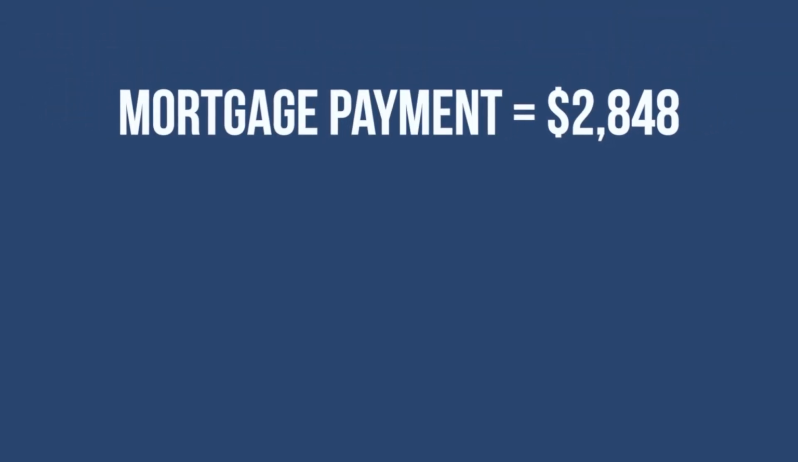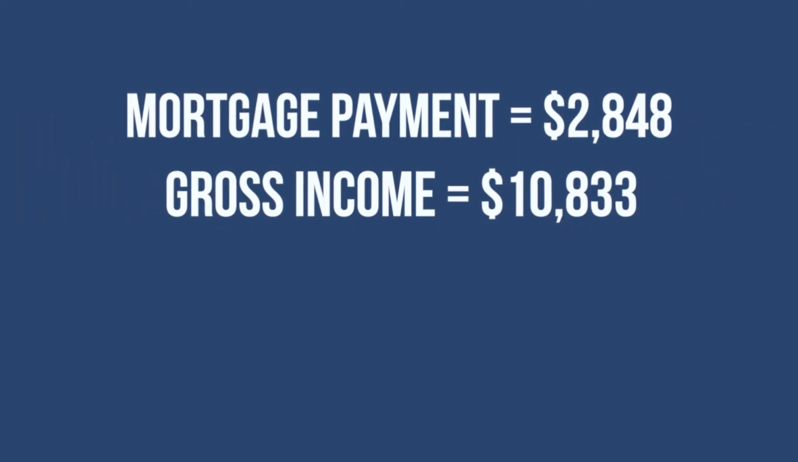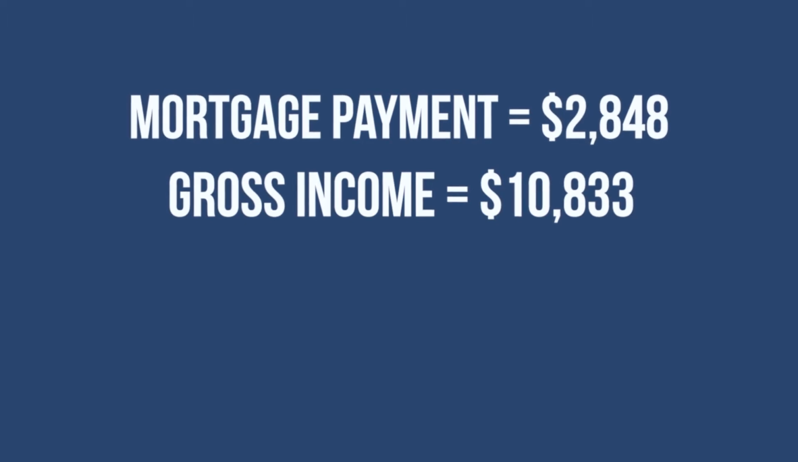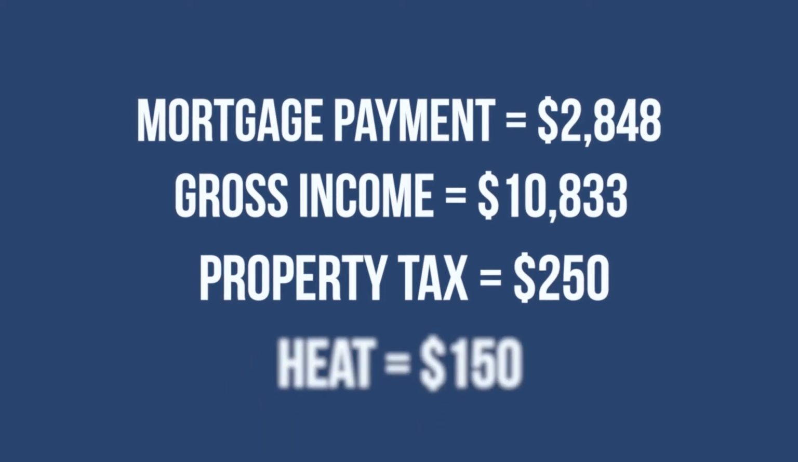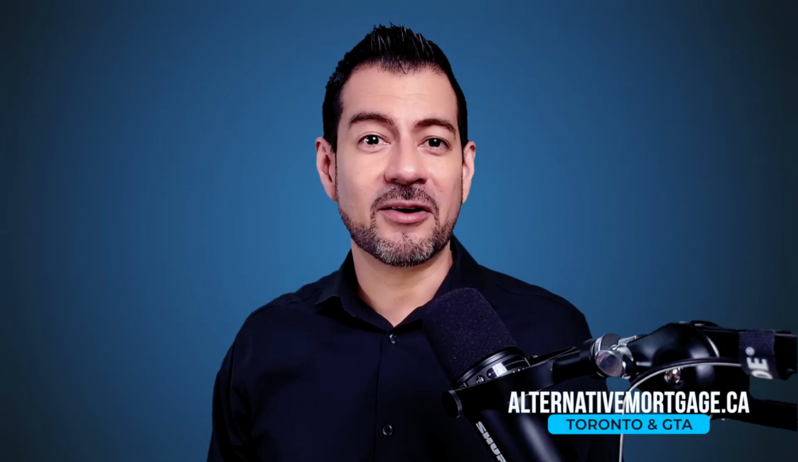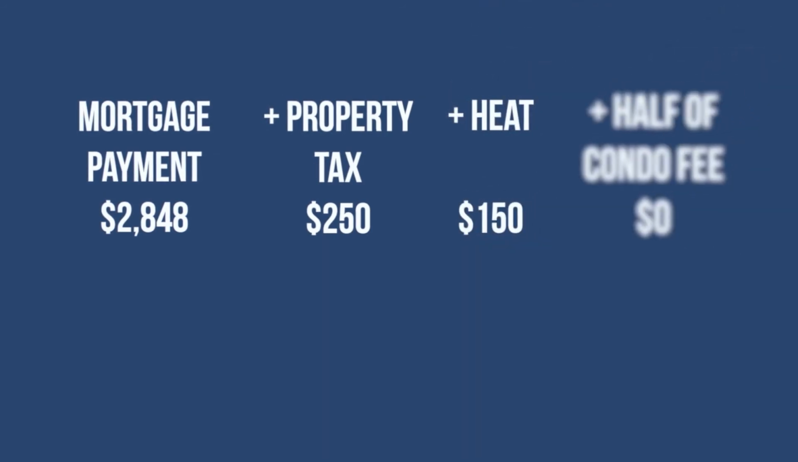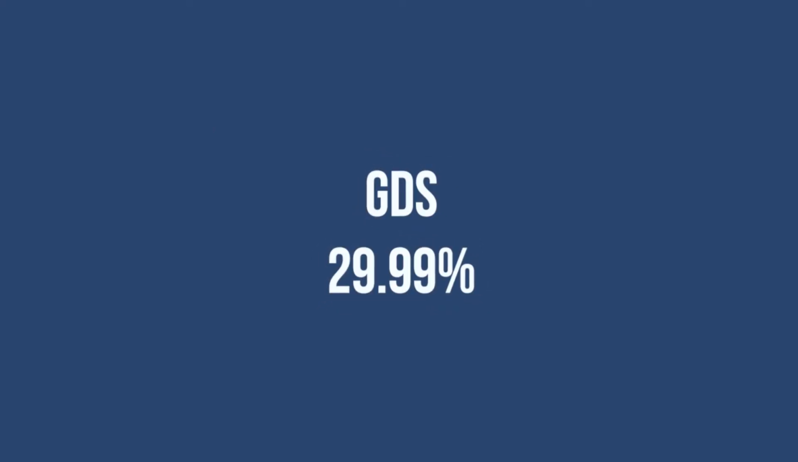So back to our example, the monthly payment for $500,000 is $2,848. Moving on, we'll use a total gross annual household income of $130,000 or $10,833 per month. Next, we'll say the property tax is $250 per month, heating is $150 per month, and no condo fee. So here's the formula again, and we plug in all the numbers. 2,848 plus 250 plus 150 divided by 10,833. We get 29.99%. Let's round it up to an even 30%.